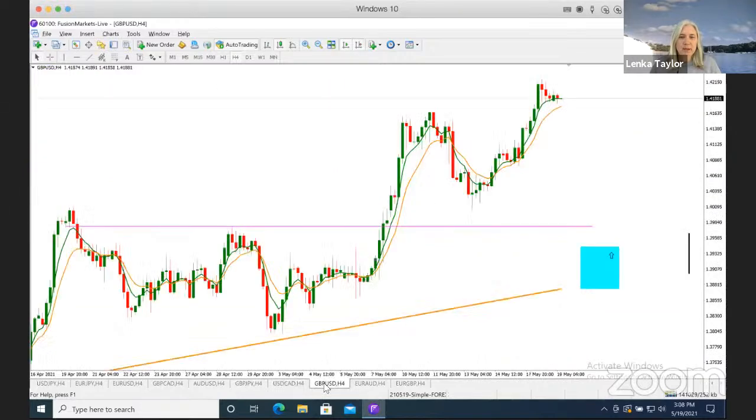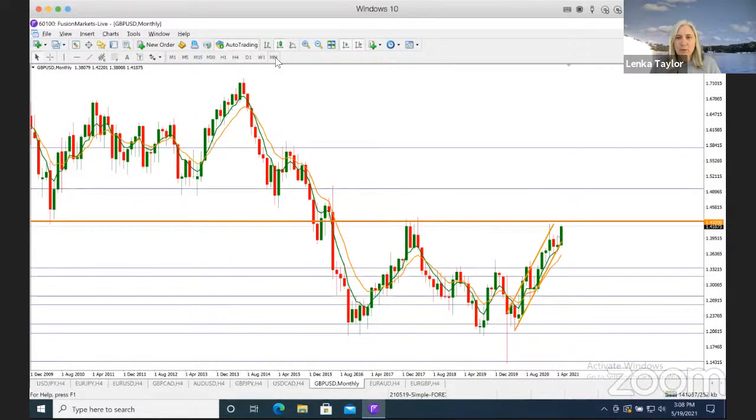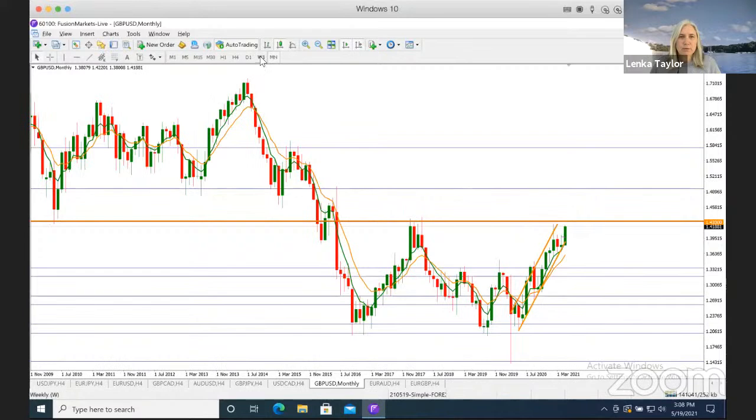Next currency pair I'm going to have a look at is GBPUSD. So on GBPUSD, I'm looking for a long. At the moment, we're just getting quite close to that horizontal resistance.